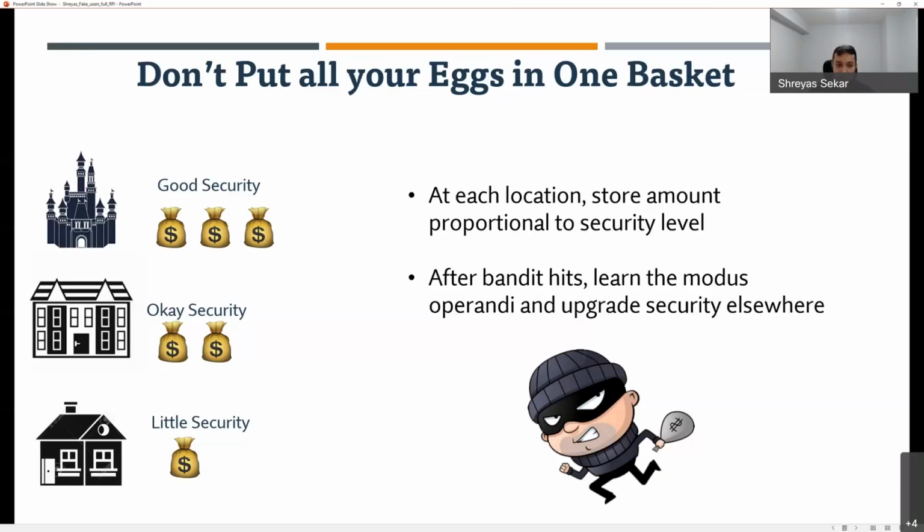Now, I want to use this particular idea in my learning algorithm, but let's take this one step further. In the real world, once the bandit hits, regardless of whether or not they're successful, you're going to use the knowledge of the bandit's modus operandi to upgrade the security accordingly in the other places. So I want to use these 2 ideas in my learning algorithm.